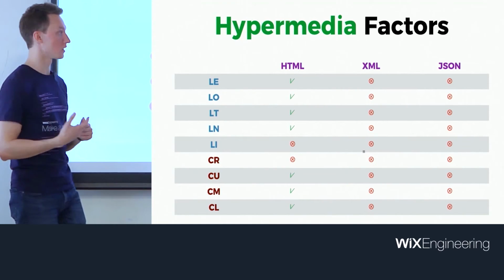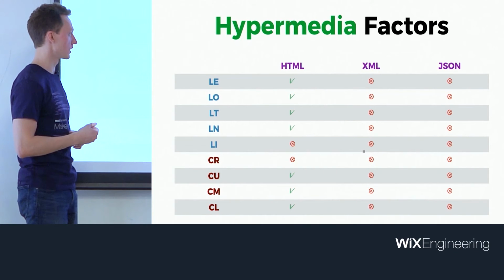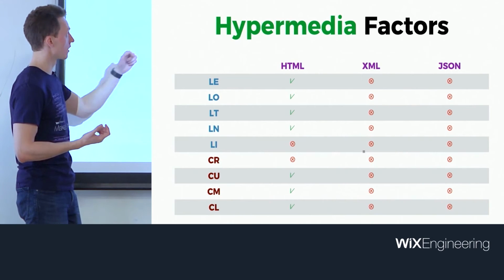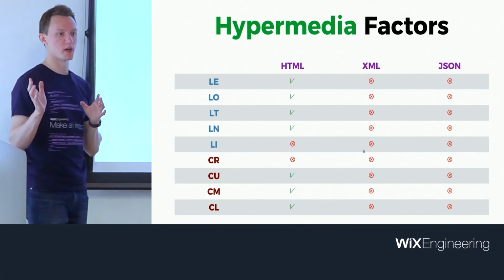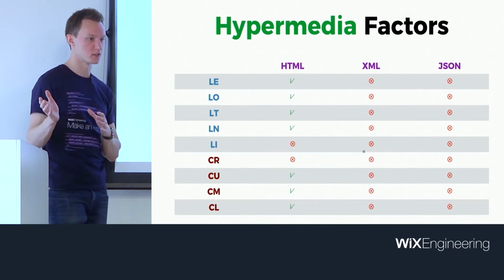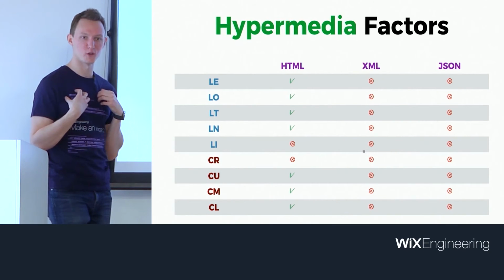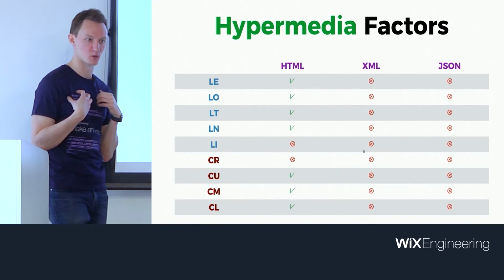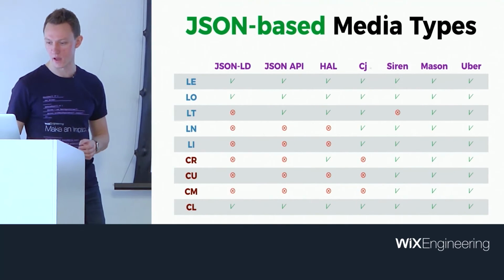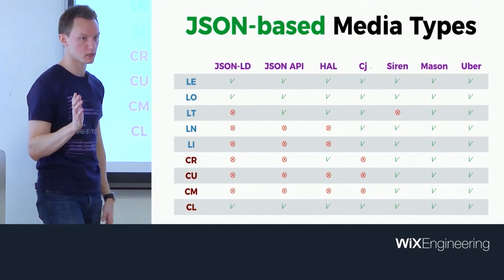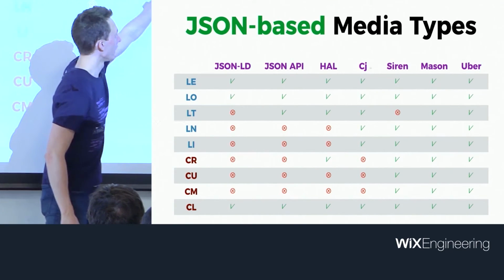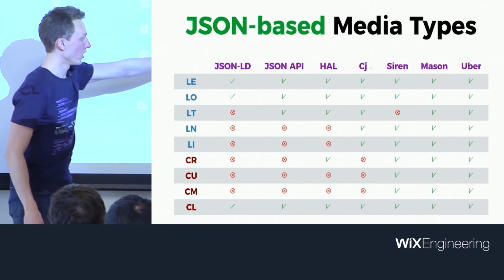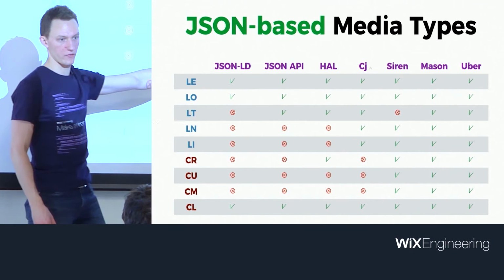So HTML has them, and by the way, HTML is pretty solid. It doesn't allow you to do link relation hypermedia factors, but the rest is cool. That's why some people try to use it for APIs, but we all want to use JSON these days, or the majority of us use JSON. That's why there is a whole lot of JSON-based media types for hypermedia. I was showing you HAL right now, concentrated on this one. Mason supports all the hypermedia factors.